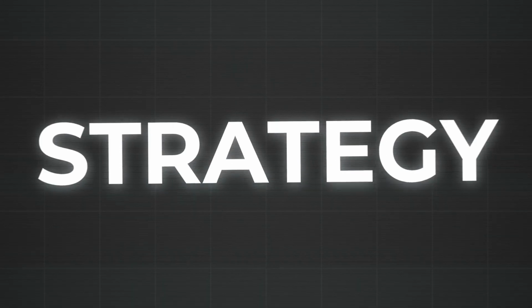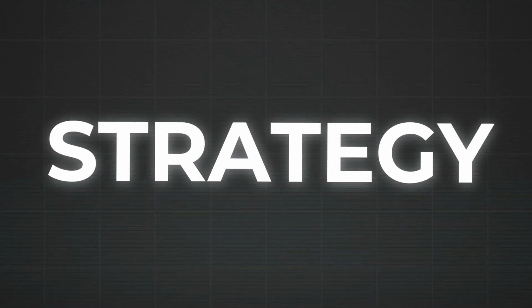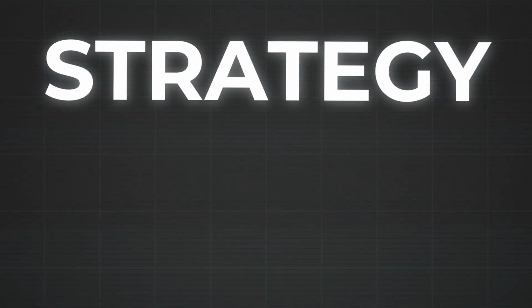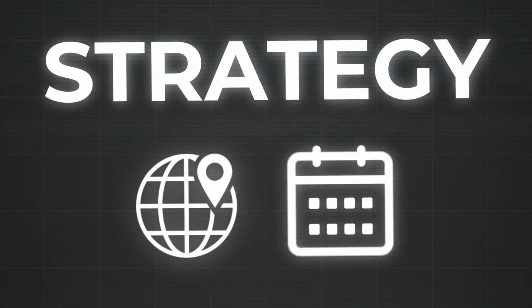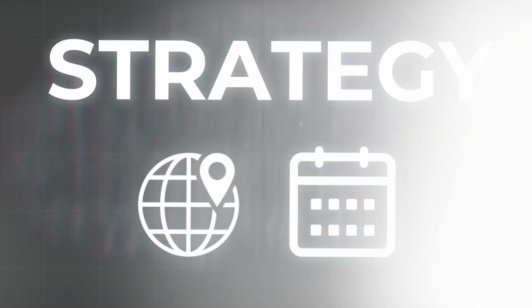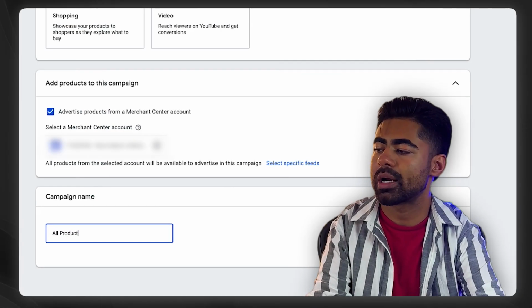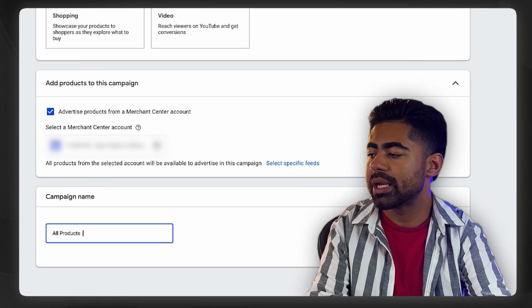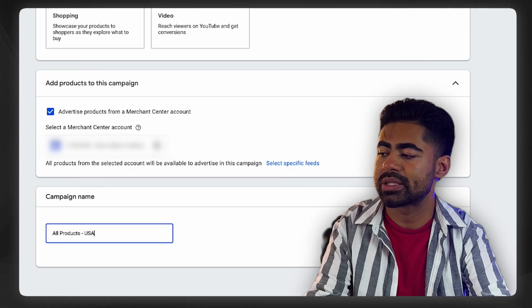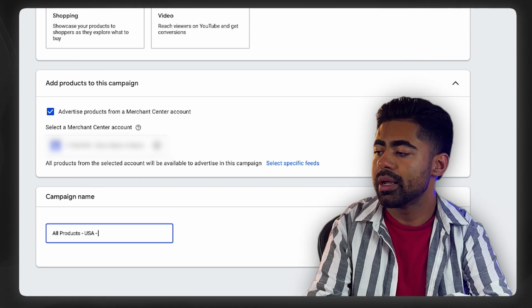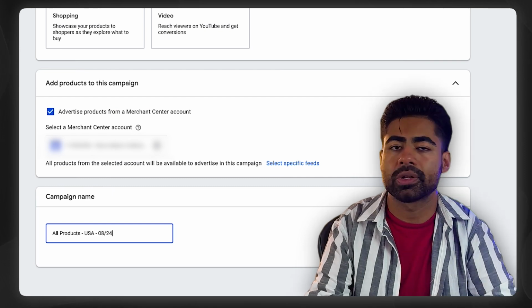Now normally what we like to do is write the strategy that this Performance Max campaign is after first, and then additional things such as the country it's targeting and the date, etc. So for example, if this is the all-in-one approach, I'll just write all products as the main campaign name. From here, I can type in the USA because that's the only country I'm targeting here, and then we can write today's date. I'm recording this video on the 24th of August.